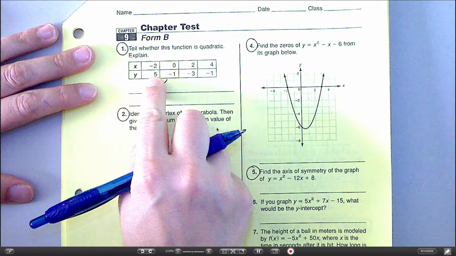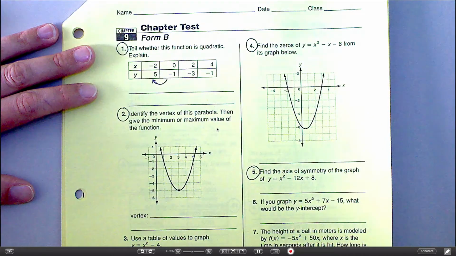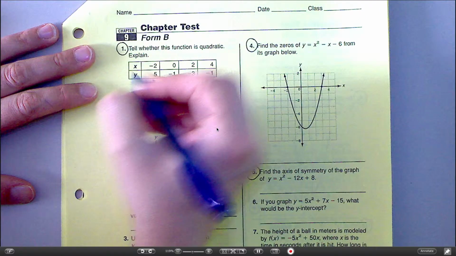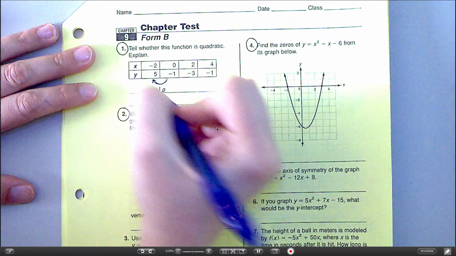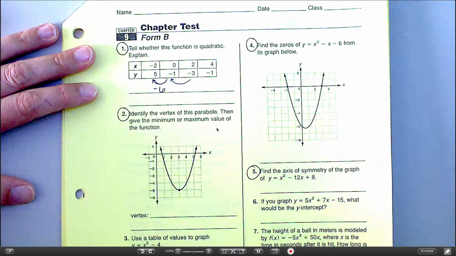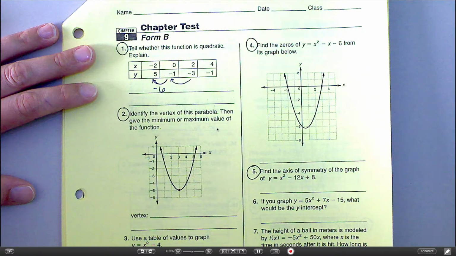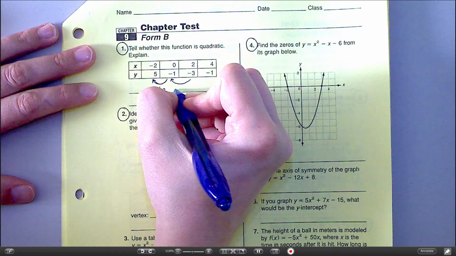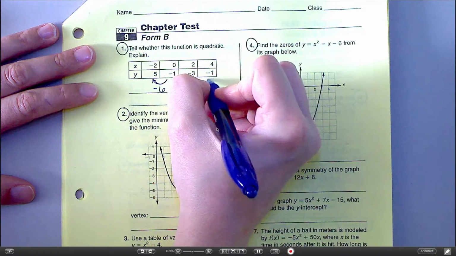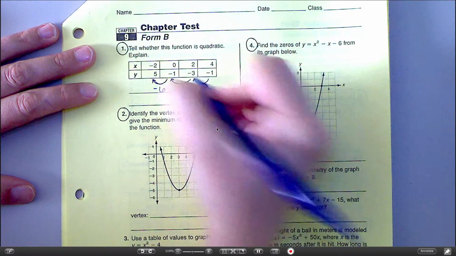1 minus 5? What is negative 1 minus 5? Negative 6. Negative 3 minus negative 1. Negative 2. Try again. Negative 3. Oh, you are right. Sorry. Just kidding. Negative 3 minus negative 1, and negative 1 minus negative 3. 2. Positive 2.